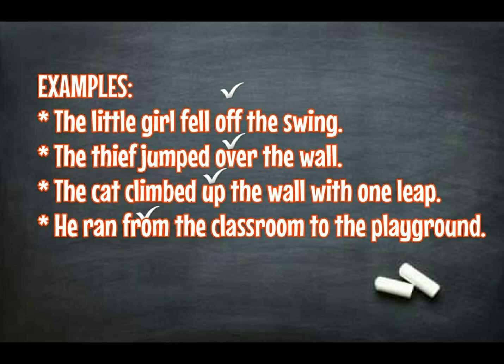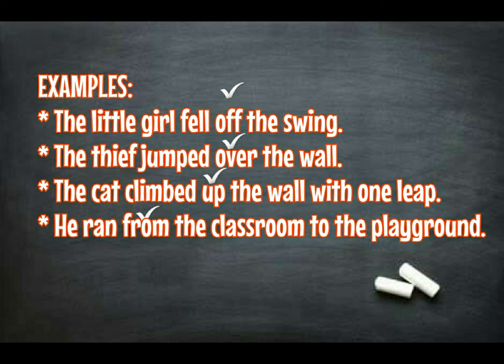The little girl fell off the swing. The thief jumped over the wall. The cat climbed up the wall with one leap. He ran from the classroom to the playground. So all this tells us about the movement and the direction where the person or the thing is heading to. So we at least get the notion, the idea of where those things or persons are headed to. So that is the preposition of movement.